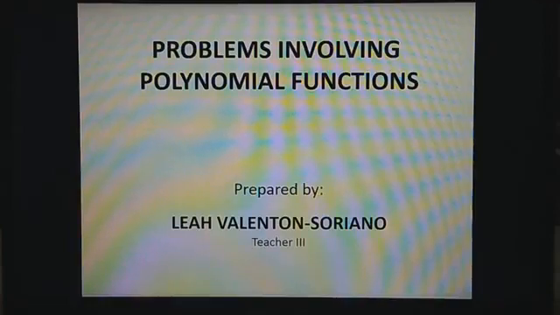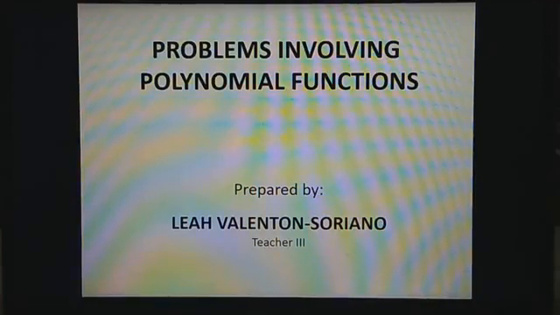Okay, now let's review problems involving polynomial functions. So, paano i-apply yung polynomial function sa pagsosolve ng problem? Kalimitan ito ay ginagamit sa mga geometric figures, pagkuha ng perimeter, ng area, ng volume, and it's a matter of substitution only. So, tingnan natin yung mga examples under this topic.